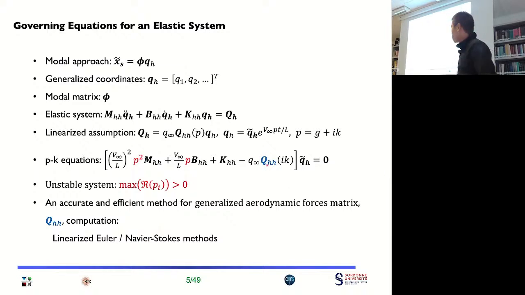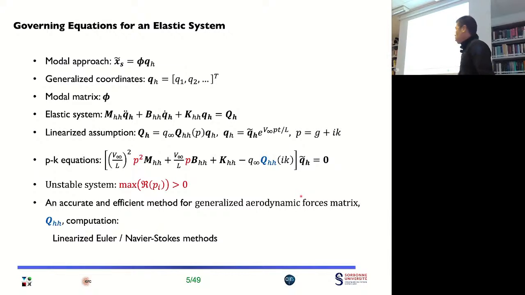So given the generalized aerodynamic forces matrix, capital Q, relating the generalized force and the coordinates, the stability of the system can be determined based on the eigenvalues of these equations.